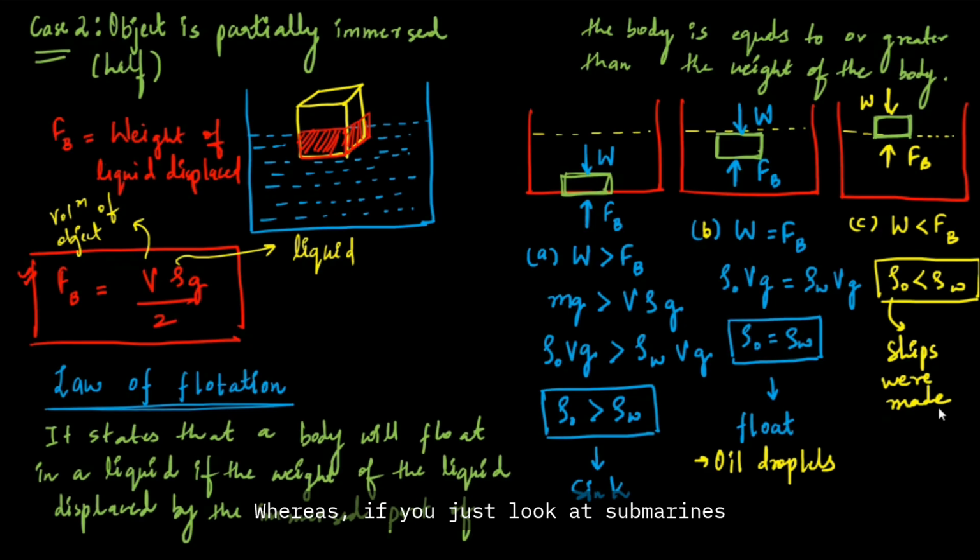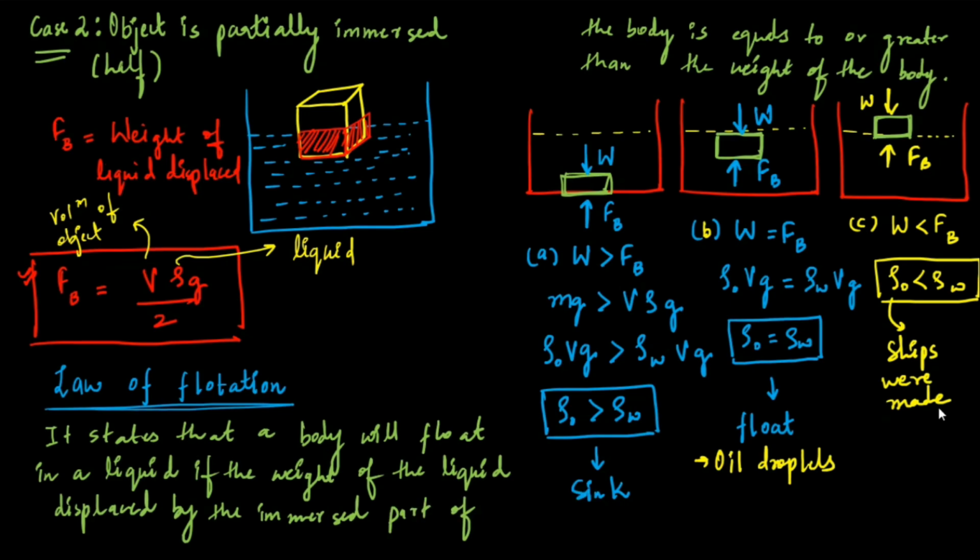Whereas if you look at submarines, they are made up of material which is denser than the seawater, because it has to stay inside water and has to feel more pressure. So they have to be made of a material which is more dense in comparison to the liquid, like super dense. It is super dense.